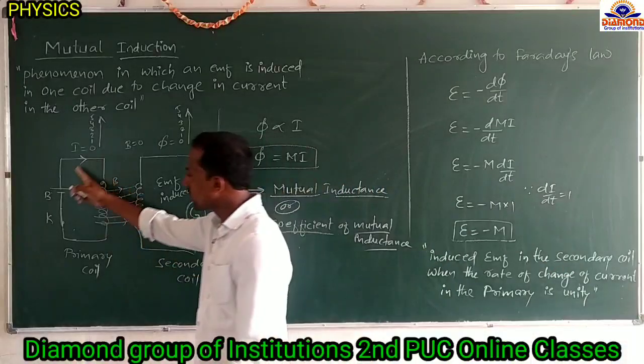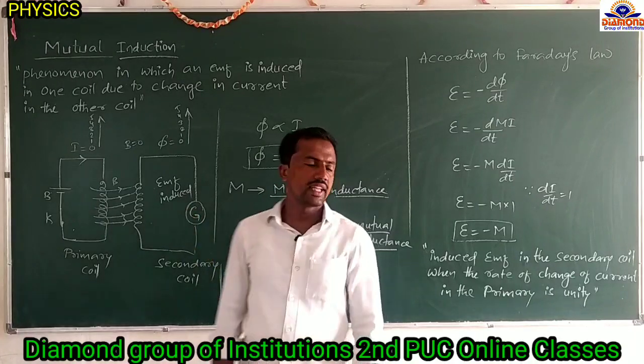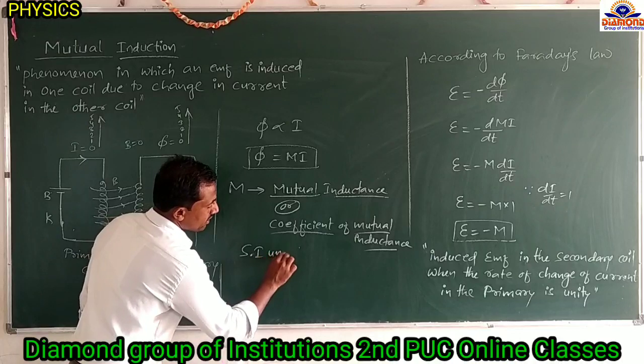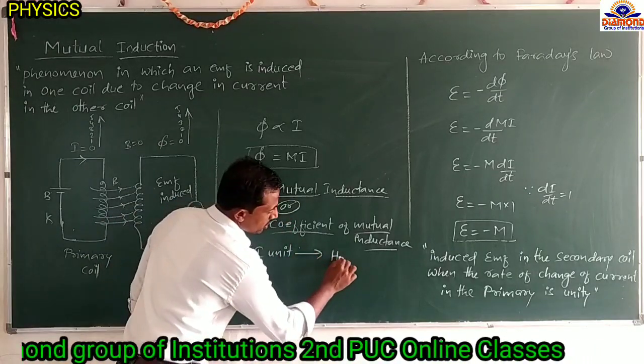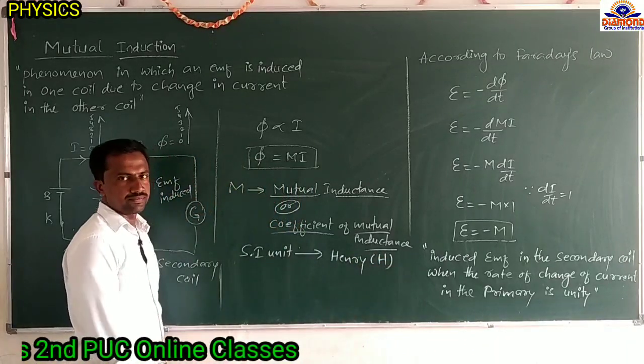When the rate of change of current in the primary is unity, then EMF is induced in the secondary coil. Then next, what is the SI unit? The SI unit of mutual inductance is Henry. It is denoted by H.